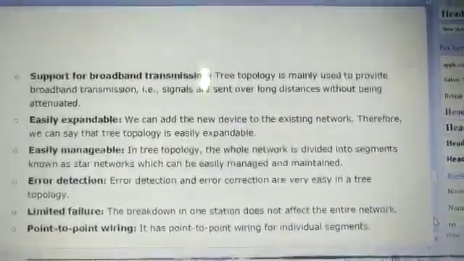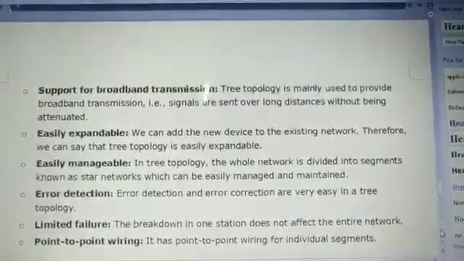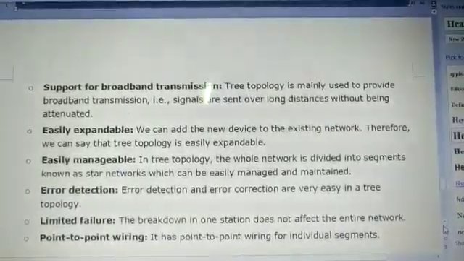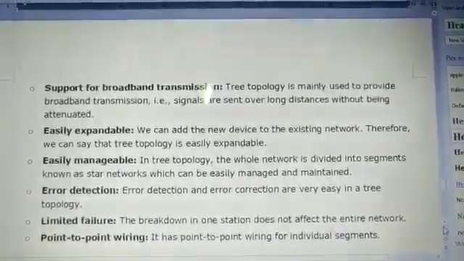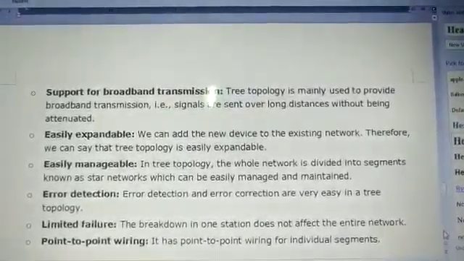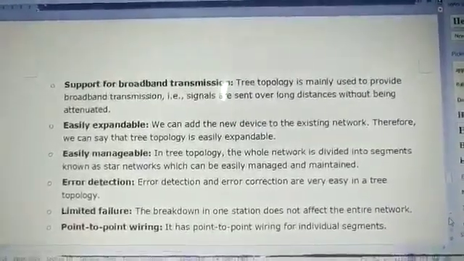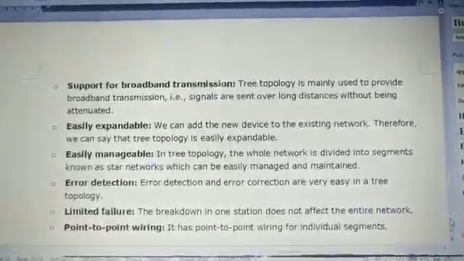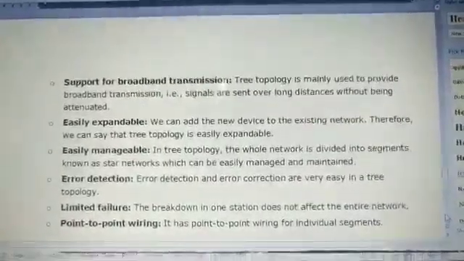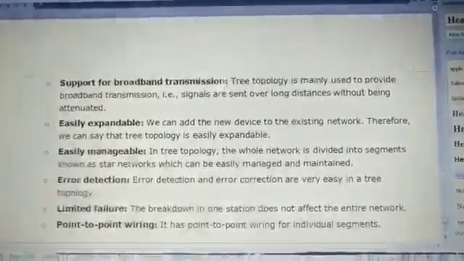Next, it is easily manageable. In tree topology, the network is divided into segments known as star networks, which can be easily maintained and managed. We are not managing the network as a whole, because we have split it into different star topologies and then manage them. So it becomes easily manageable.